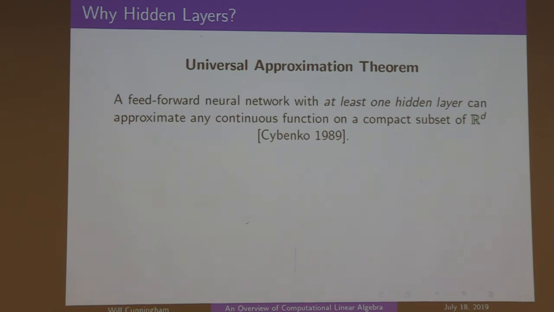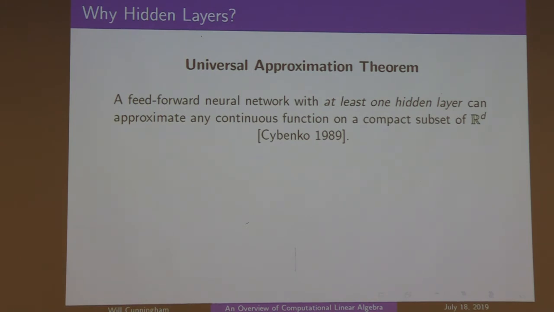And it's all based on this universal approximation theorem, which says that a feed-forward neural network with at least one hidden layer can approximate any continuous function on a compact subset of R^D. So, like I said, effectively what you're doing is you have a big, long polynomial with unknown coefficients, and it will approximate some function that you want. And it's really as simple as that.